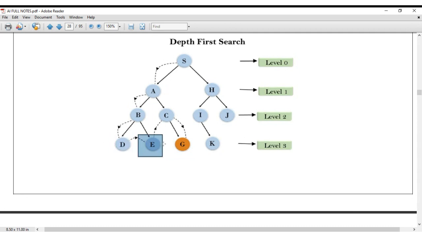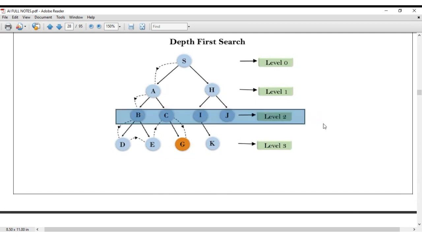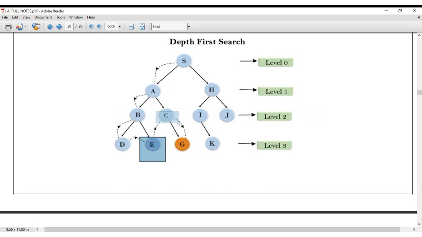Then if E is not the perfect solution, then it will go to C, because even when it got to A, it went to B, it did not go to C. So this breadth still has a level. This level still has a breadth. So if it's not E, then it will go to C. If it's not C, it will dig down from C to G. If it is not G, then it will skip to where? To H.